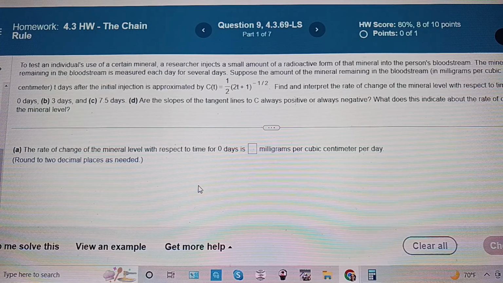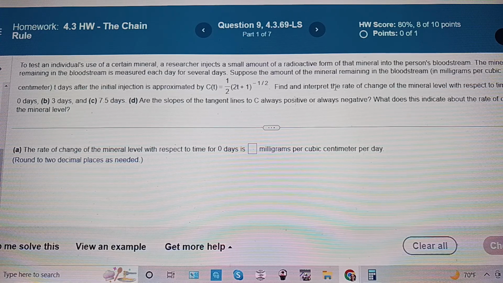Okay, so then we'll get a couple of application problems. We've got tests of individuals' use of a certain mineral. They inject a small amount of a radioactive form of that mineral in their blood. The mineral remaining in the bloodstream is measured each day. So suppose that the amount of mineral remaining in the bloodstream, in milligrams per cubic centimeter, t days after the injection is approximated by this function, which looks eerily similar to a lot of the ones we've already had in this section. Find and interpret the rate of change. Rate of change, that's derivative.